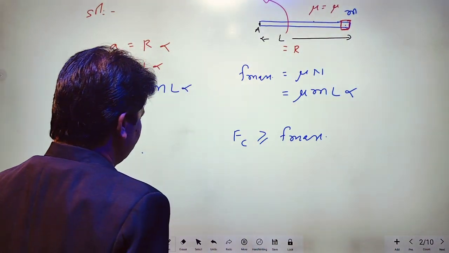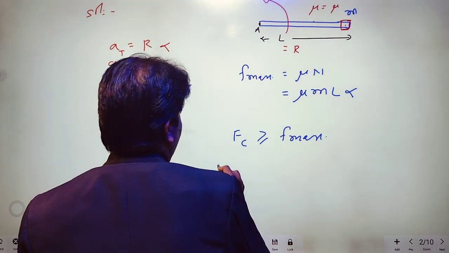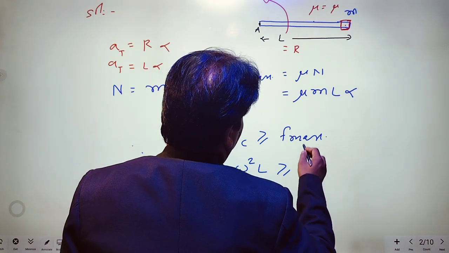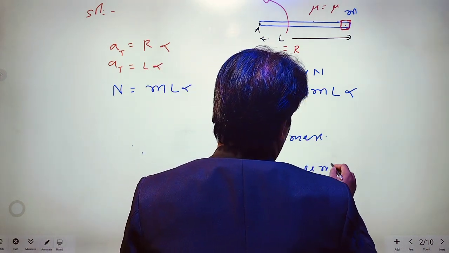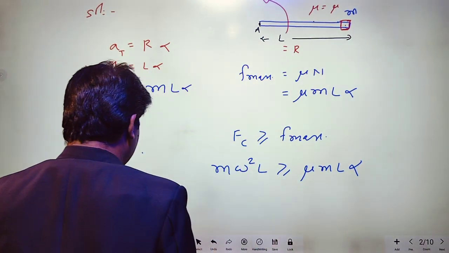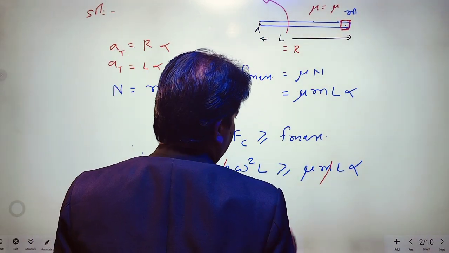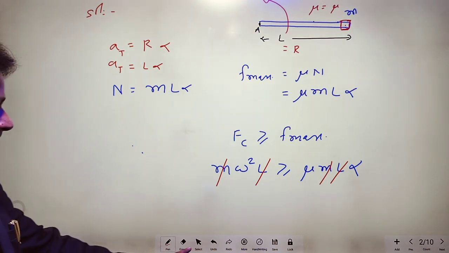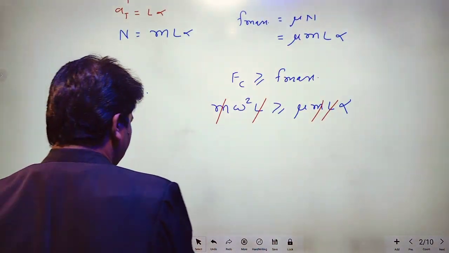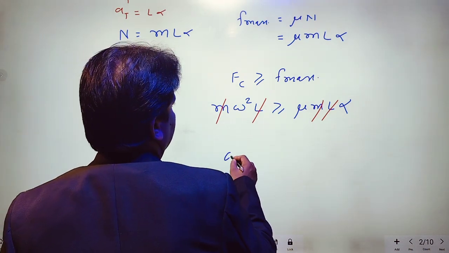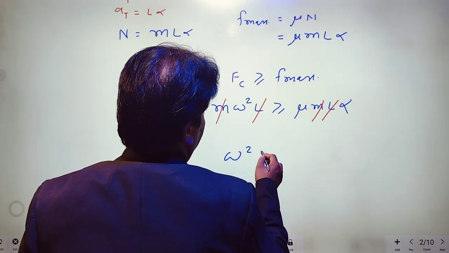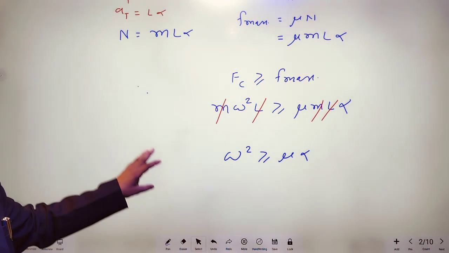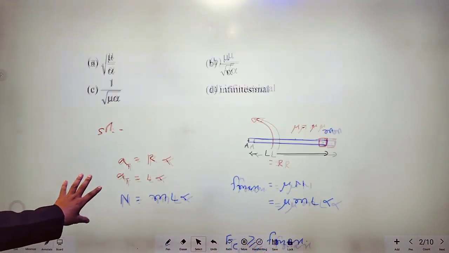Here the centripetal force is equal to m omega square L. Here F max is mu m L alpha. m cancels out, L also cancels out. Here omega square is greater than or equal to mu alpha. Now I am going to find omega.